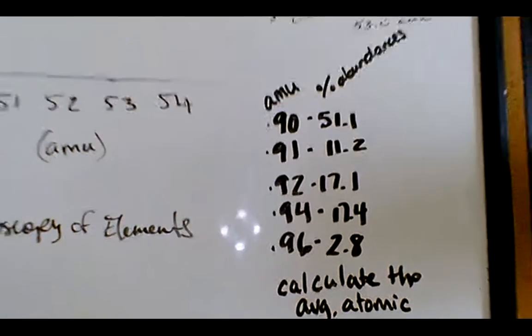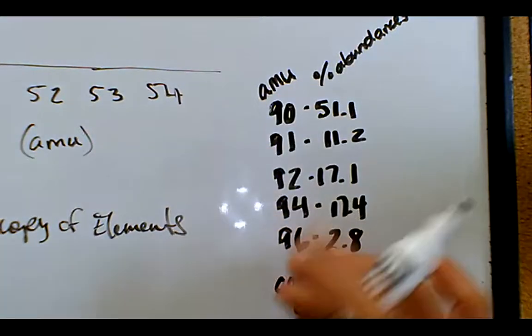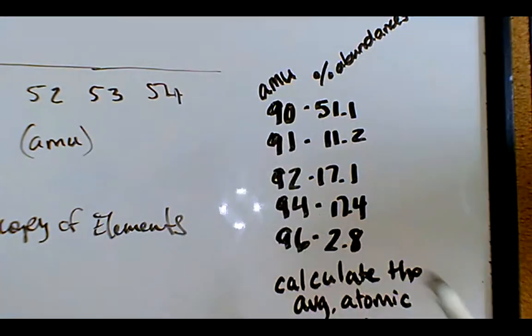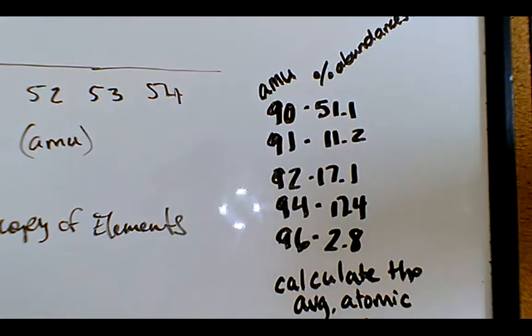Okay? So remember, in order to do that, we are going to take the mass of each isotope, which is the first number. Sometimes they're in decimals. These are whole numbers.